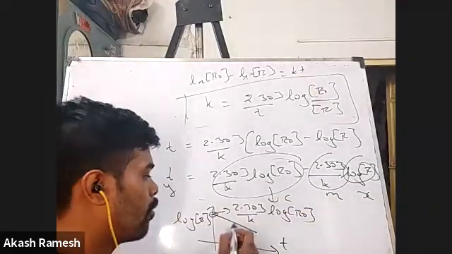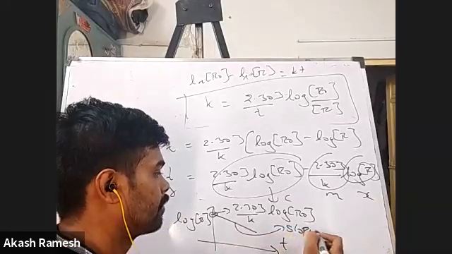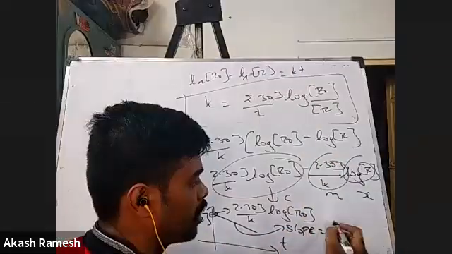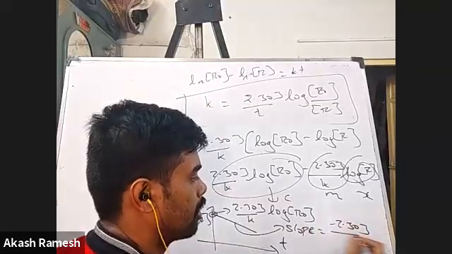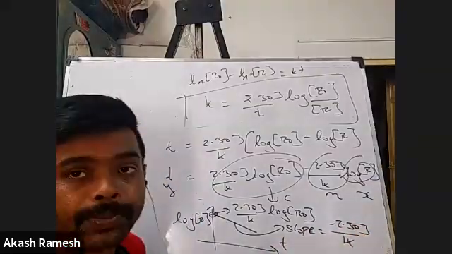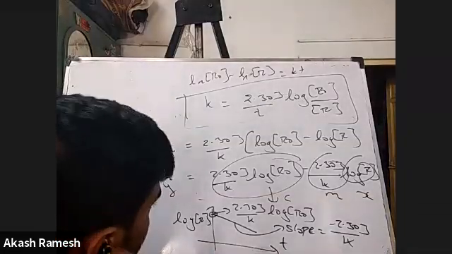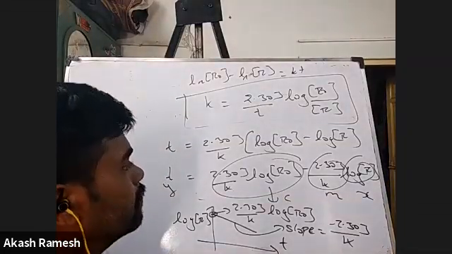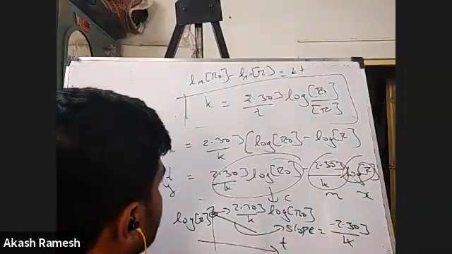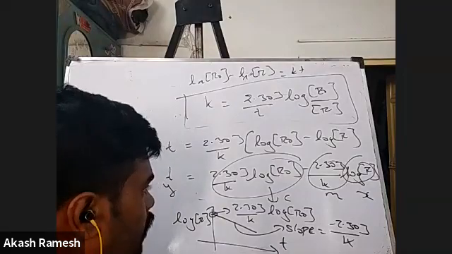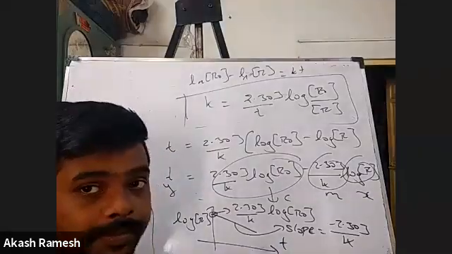Correct? And the slope of this line is going to be what? You can see the slope is minus 2.303 by k. What will be the slope? Okay, right? So a simple graph. So other than this, I don't think you will have other graphs. And even if you have other graphs, it will be very easy.